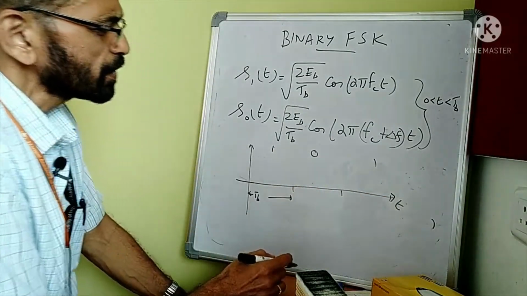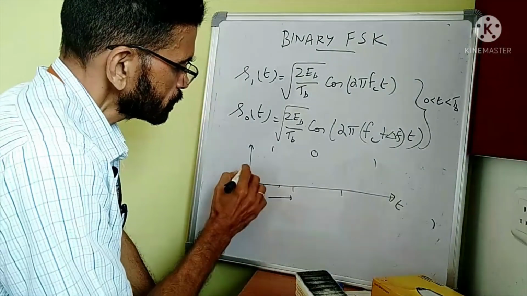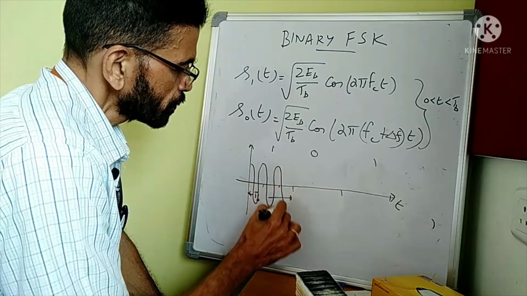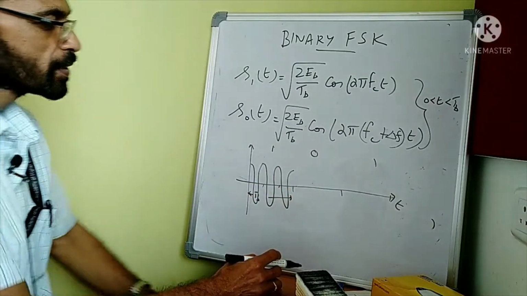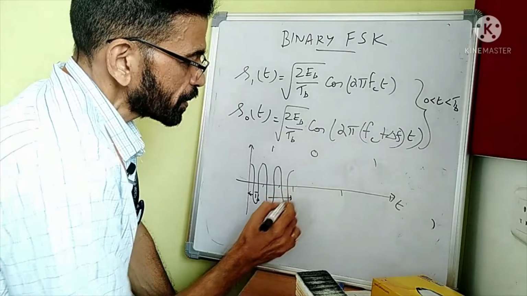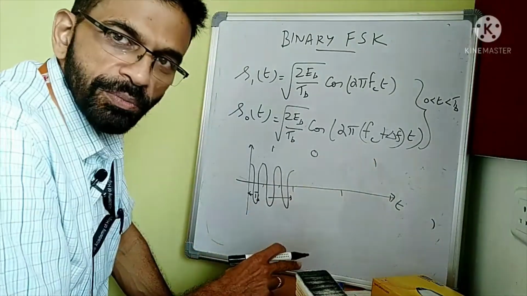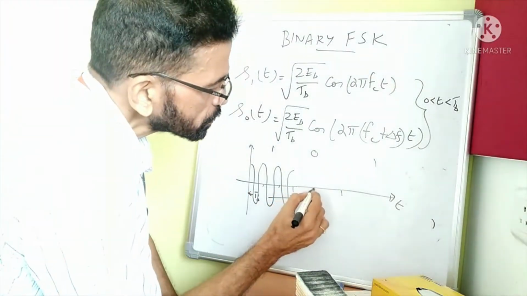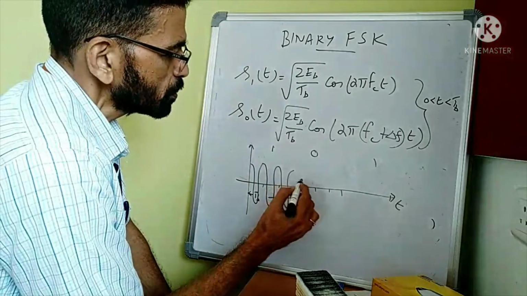And let's say that Fc is 3 by TB. So 3 cycles for 1. So I'm going to use the larger frequency for 0. That need not be the case always. And delta f we have chosen as 1 by TB. So Fc plus delta f will be 4 by TB because this Fc is taken as 3 by TB. So that makes the waveform look like this.